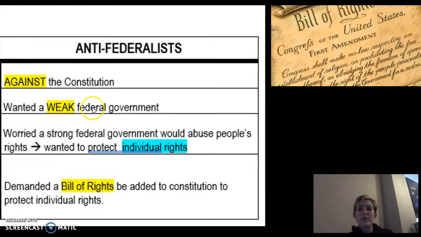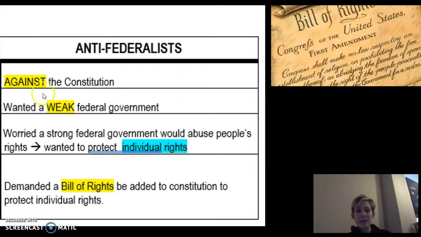They want a weak federal government because they don't want a repeat of KG3. They don't want another King George III bossing them around and abusing his power. Now, they're specifically worried about individual rights. They don't think that the Constitution alone does enough to protect the rights of everyday people like you and me.